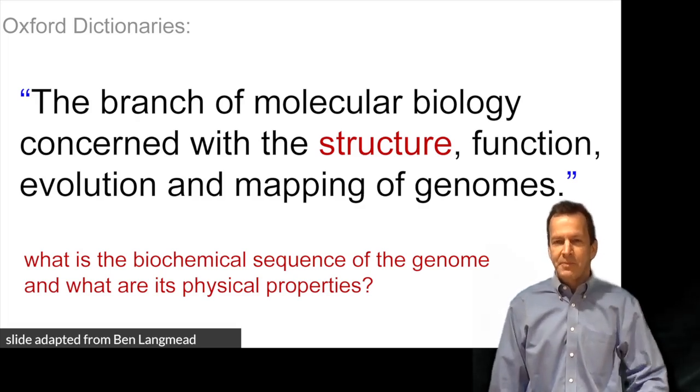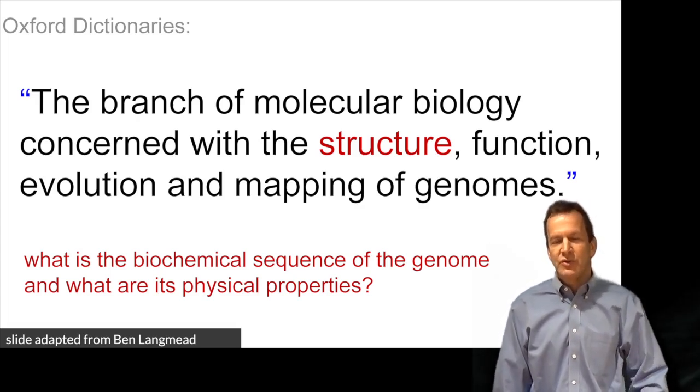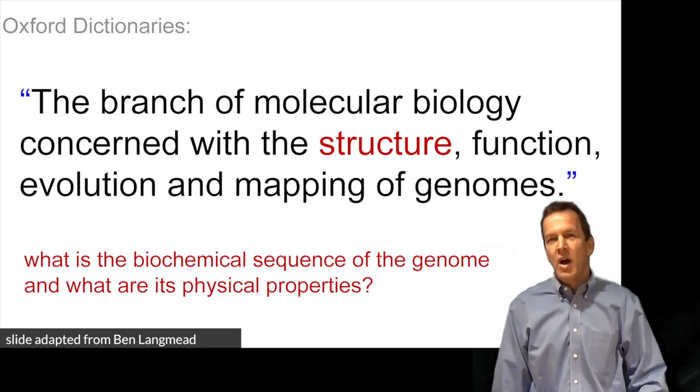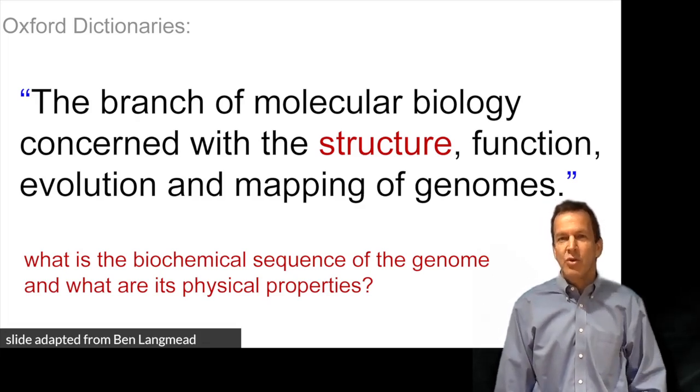22 of them are identical to one another. There's two nearly identical copies, one from mom and one from dad. And then you have X and Y. And if you're a man, you have X and Y. If you're a woman, you have X and X. So that's another way to think about the structure.